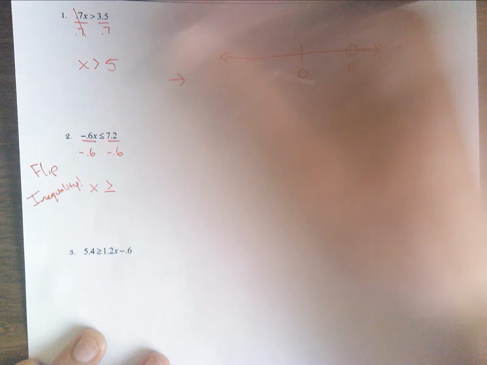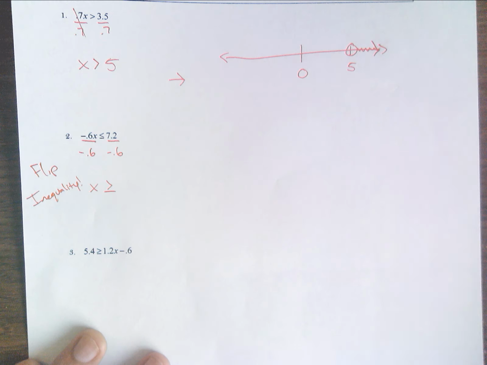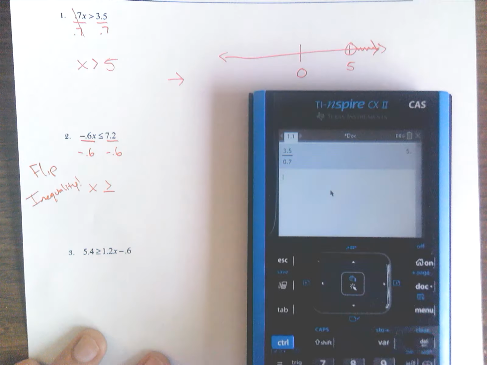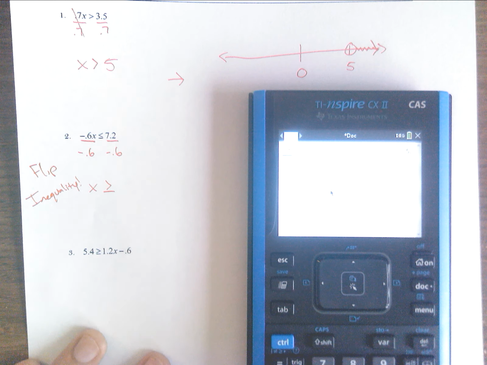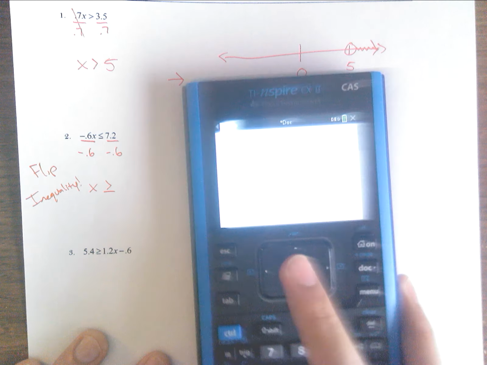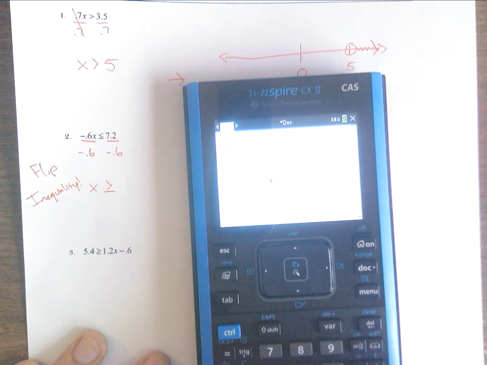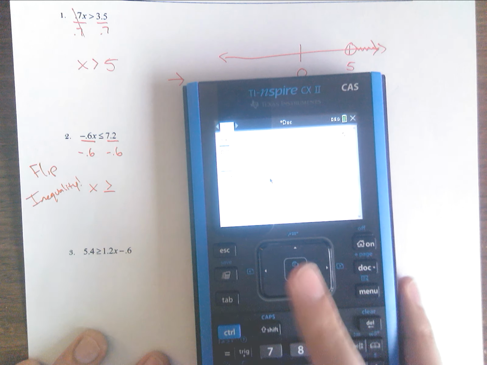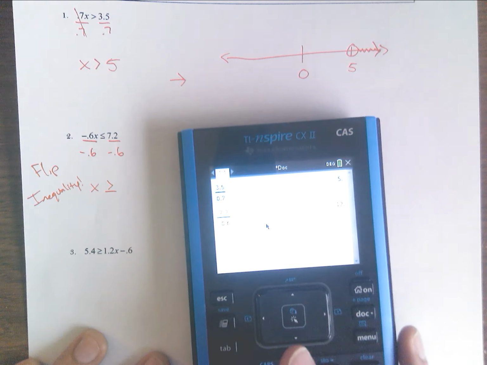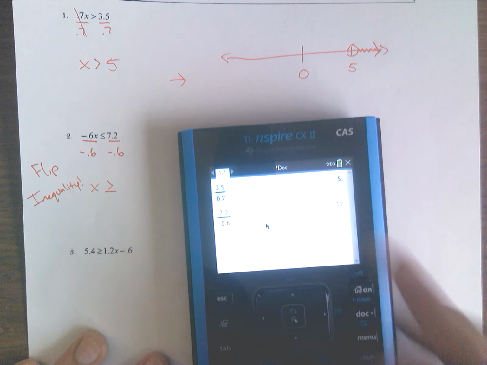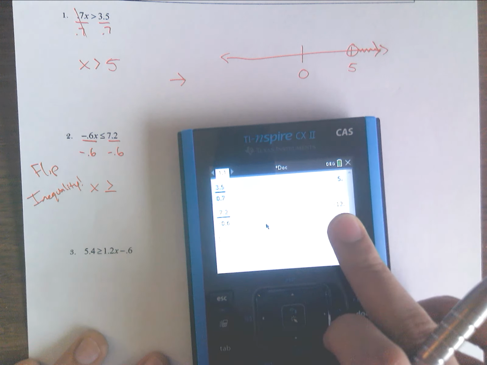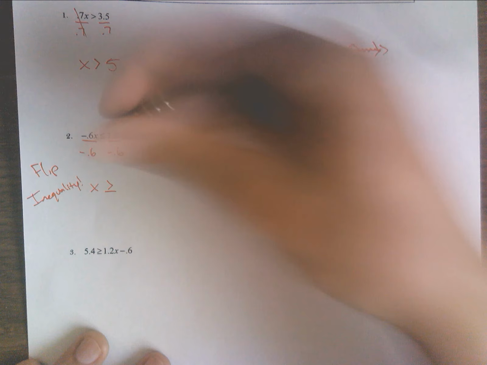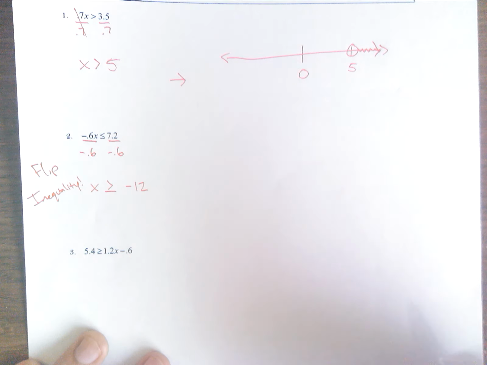And then let's use our calculator for this. We've got 7.2 divided by negative 0.6. All right, that gives us negative 12. So we have x is greater than or equal to negative 12.